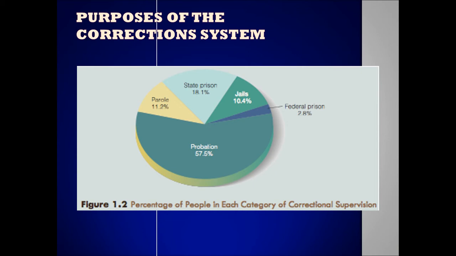Right, let's move on. Here's a graph I was telling you about. You can see that 2.8% of all those people who enter the criminal justice system are in federal prison. 10% are in county jails. 11% are paroled out of prison. 18% are in state prison, but a whopping almost 58% of all of those people, so over half of everybody that enters the criminal justice system is in probation, which means they never see prison.